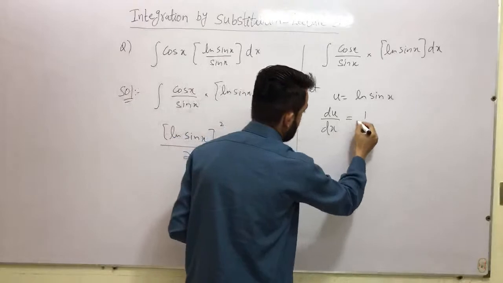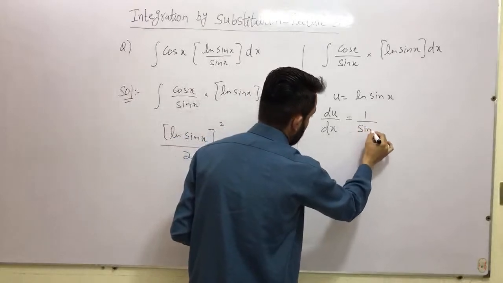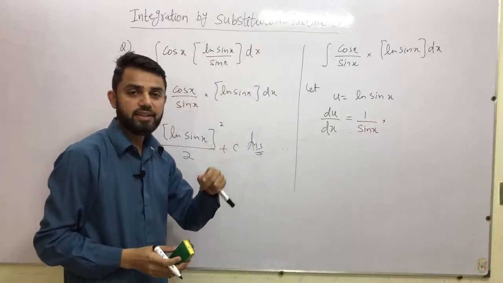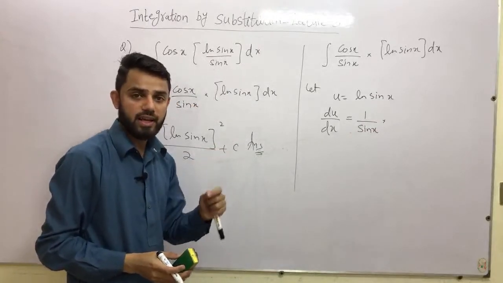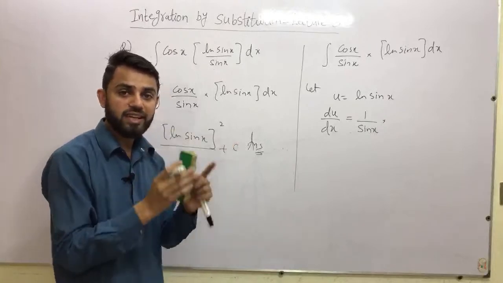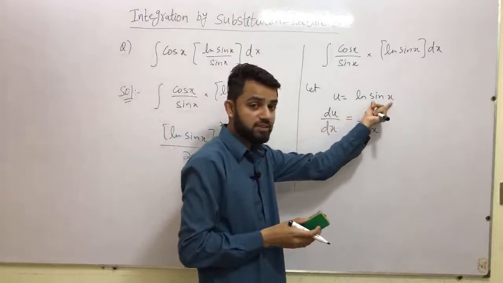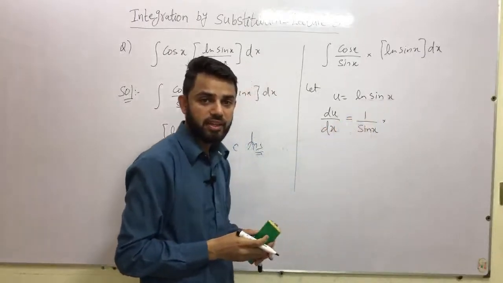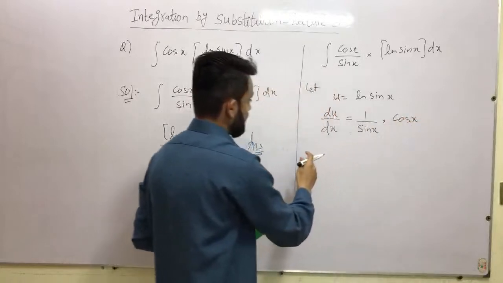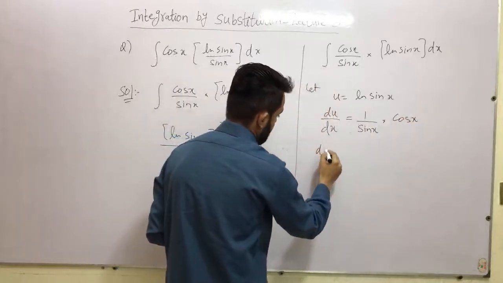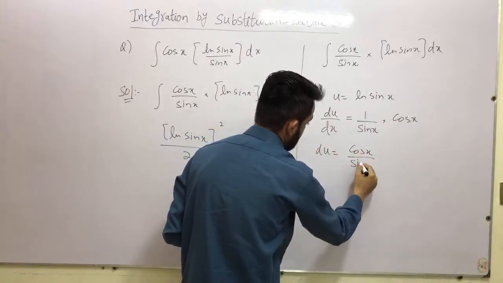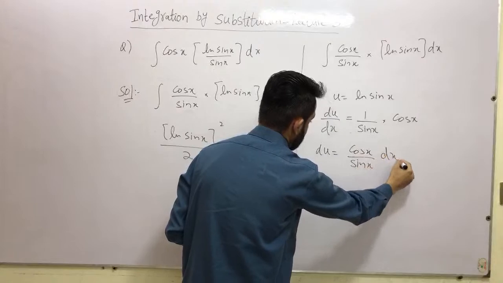So we can write 1 over sin x multiplied by the derivative of the angle. We have taken the derivative of the ln, then you have to ignore ln and take the derivative of its angle. Now in the angle we have sin x, so the derivative of sin x is going to be cos x. Okay, separate du and dx, then we can write cos x over sin x, and dx is on this side.